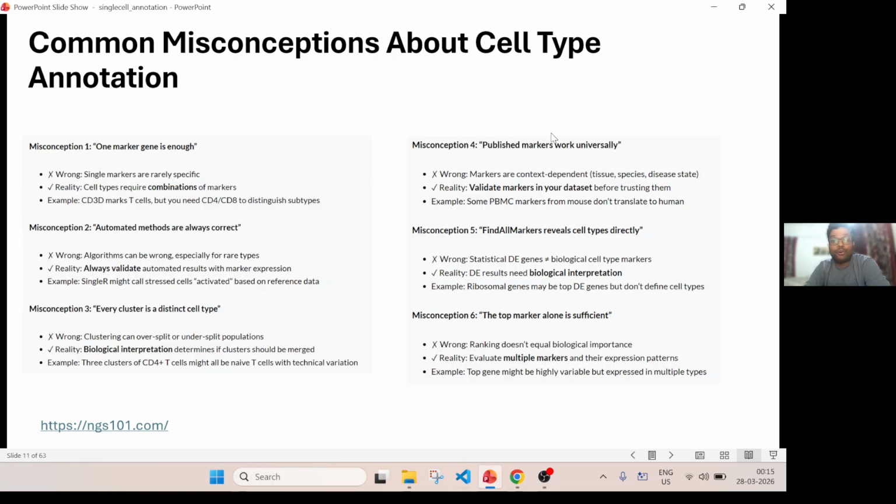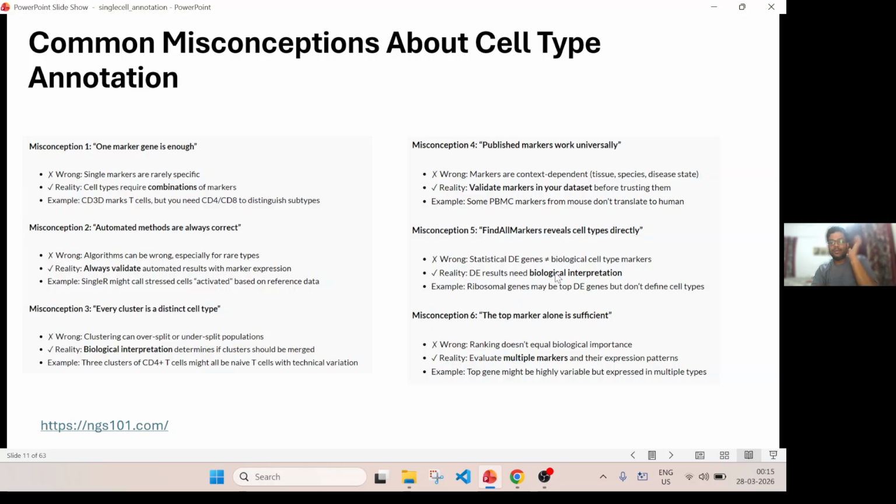Okay. The fourth assumption is that whatever is published will work universally. That never happens, because I will show you that every database of markers will give you different results. So that's where you have to sit down, look into the output, and then come up with a proper conclusion. Okay. Then another assumption is that find all markers reveal cell types directly.